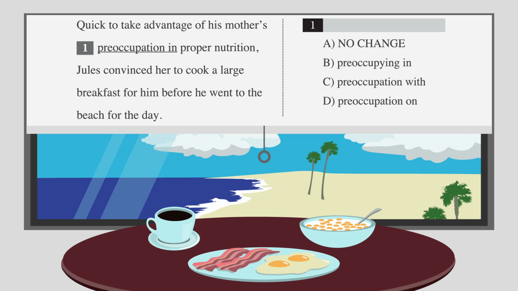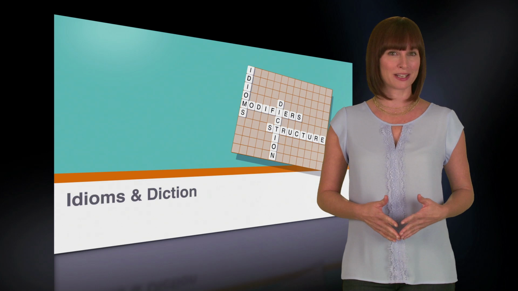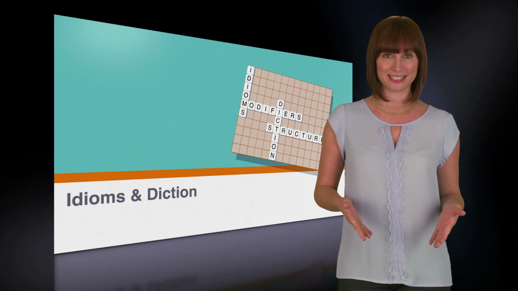Quick to take advantage of his mother's preoccupation in proper nutrition, Jules convinced her to cook a large breakfast for him before he went to the beach for the day. How did that sound to you? Did something seem a little weird? Maybe right around the underlined preoccupation in part? That's because the proper idiom is preoccupation with. Circle answer choice C.